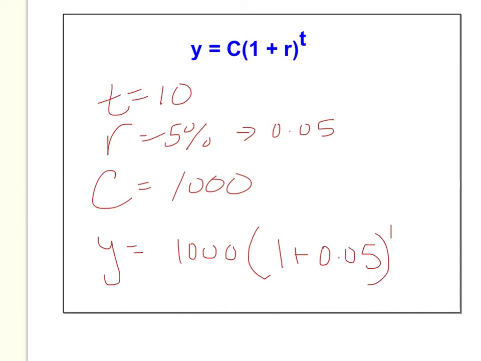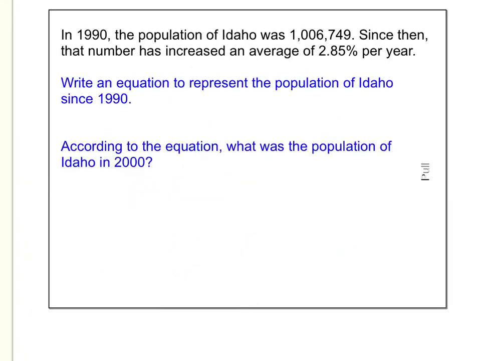This is where your calculator is going to become handy, just because there's a lot of math that would be time consuming, so a calculator is ideal. So that's just an example of how to plug in those values. You would then just use order of operations, add to the exponent, and then multiply lastly by 1,000. So let's look at a couple of examples.